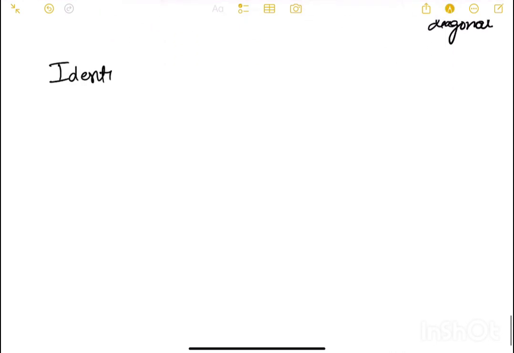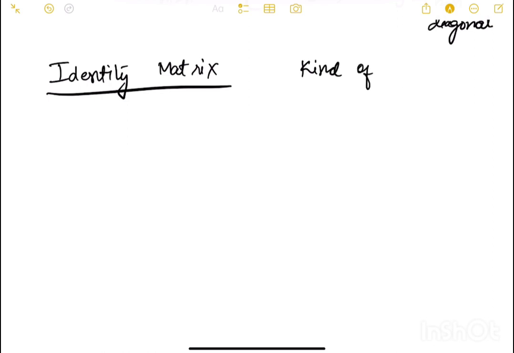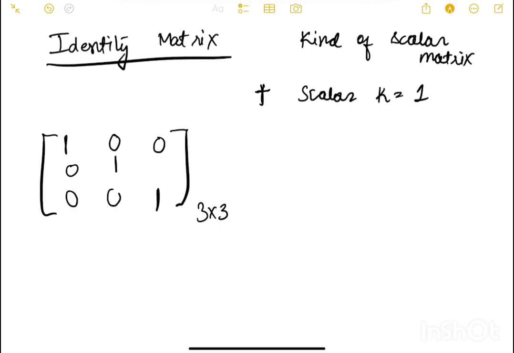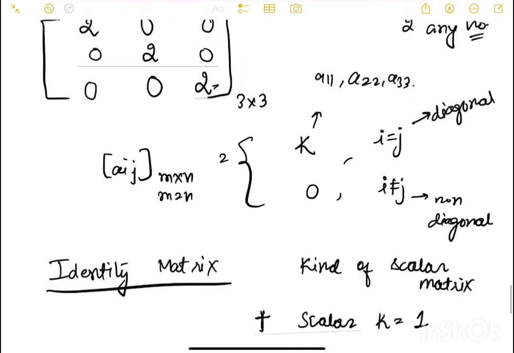Now the final type is my identity matrix. An identity matrix is a kind of scalar matrix, but the additional condition is that the scalar k, which I have just written above, has to be 1. For example, this is my 3 cross 3 matrix. The constant along the diagonal is equal to 1, while the rest of the non-diagonal elements are 0. So this is an example of a 3 cross 3 identity matrix, but if I were to consider a 2 cross 2 matrix, along the diagonal it will be 1 and the non-diagonal elements will be 0. Okay, I hope this is clear.